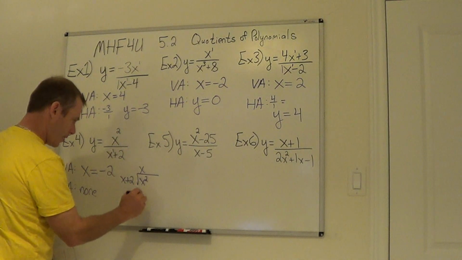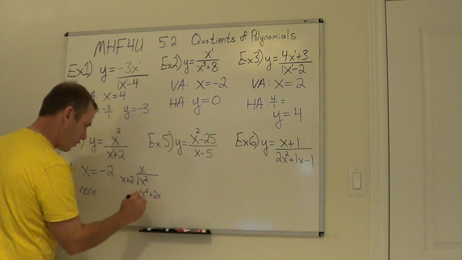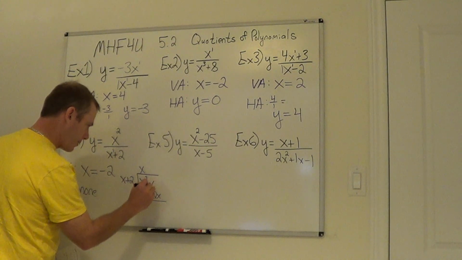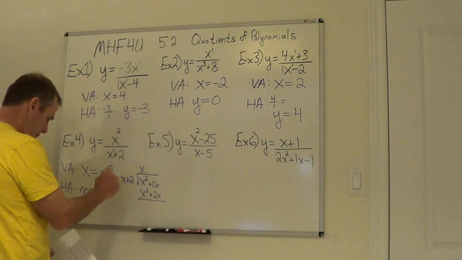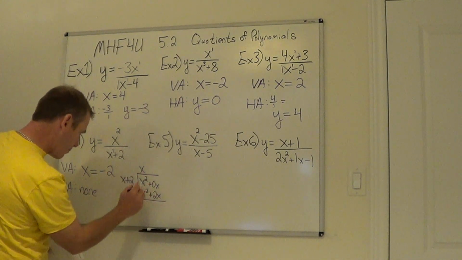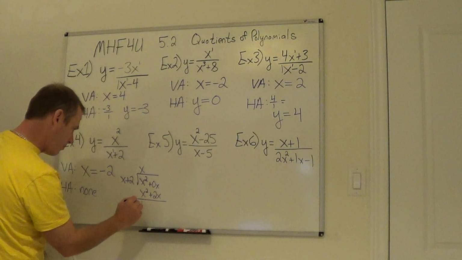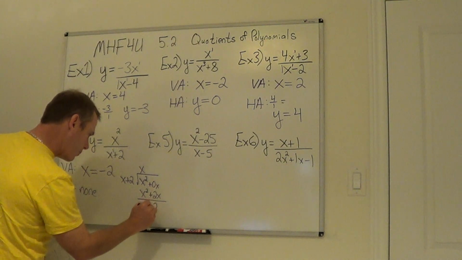So x times x is x squared. X times 2 is 2x. All right, so I keep going here. That's a plus 0x. What would I have to do to get from x to 0x? Oh, sorry, I've got to subtract them. X squared minus x squared is 0. There's gone. 0 minus 2x is minus 2x.